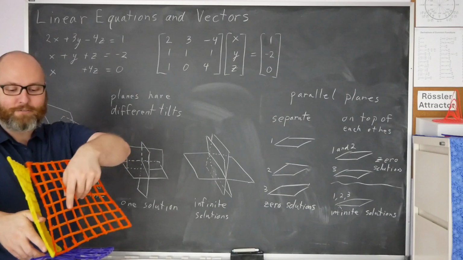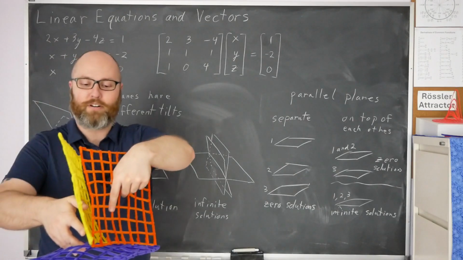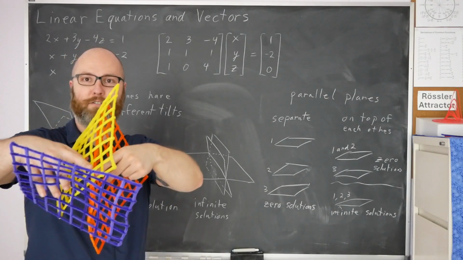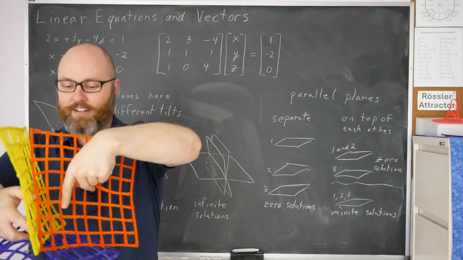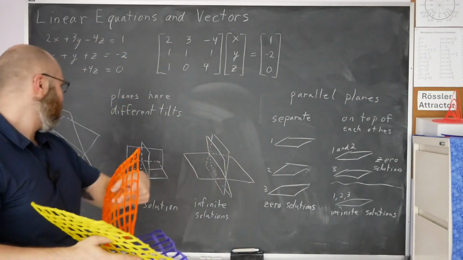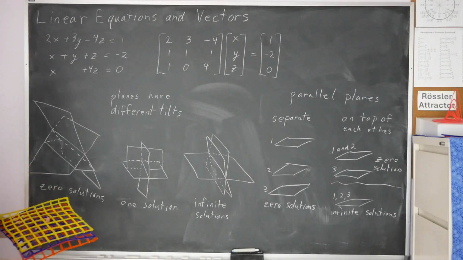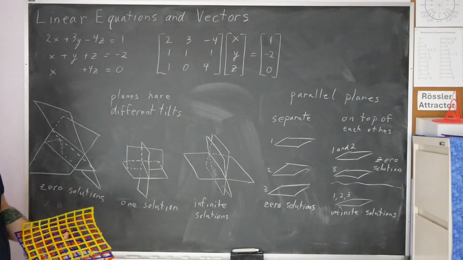Right, so the 3 planes could intersect at one point, and they all had different tilts. I hope you can see that well-ish. Sorry, that's probably the best I can do, and here's the best picture I can draw. All right? But that's not enough to guarantee you'll actually have one solution.